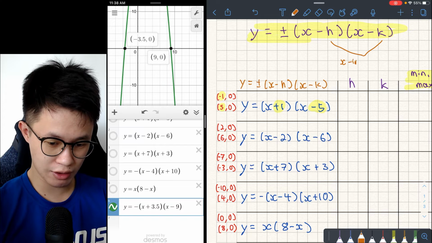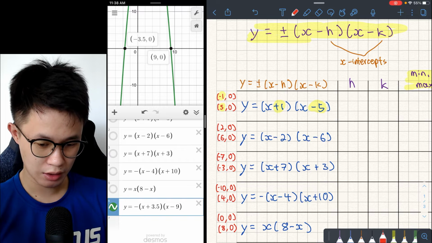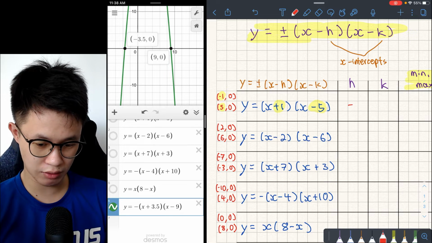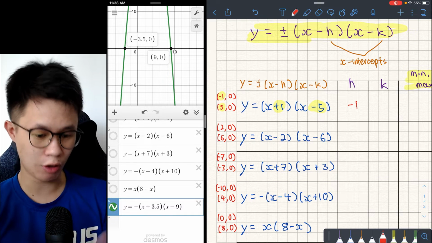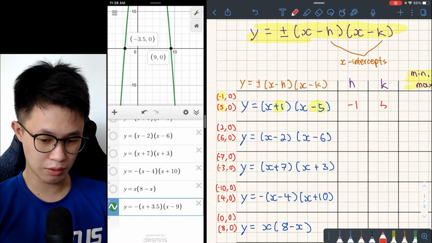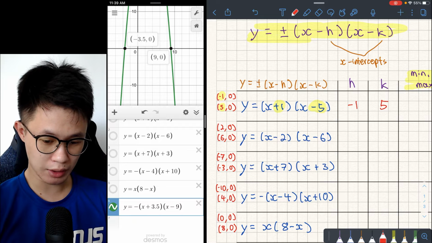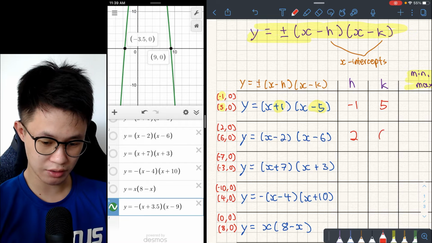What do I mean by these are our x-intercepts? Let's use the first one as our example. We can find the x-intercepts very easily using this method. For the first one, h would be -1. Isn't it just the x-intercept? If I compare with the original (x minus h)(x minus k), k will be 5 here. For the second one, this will be 2 and this will be 6.